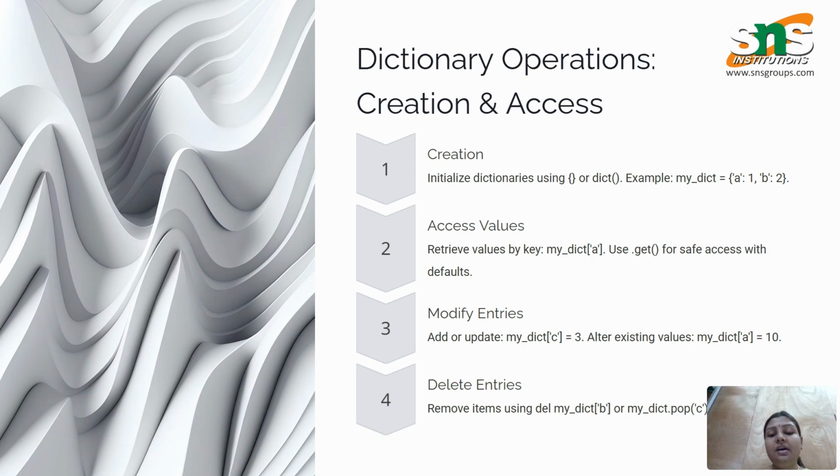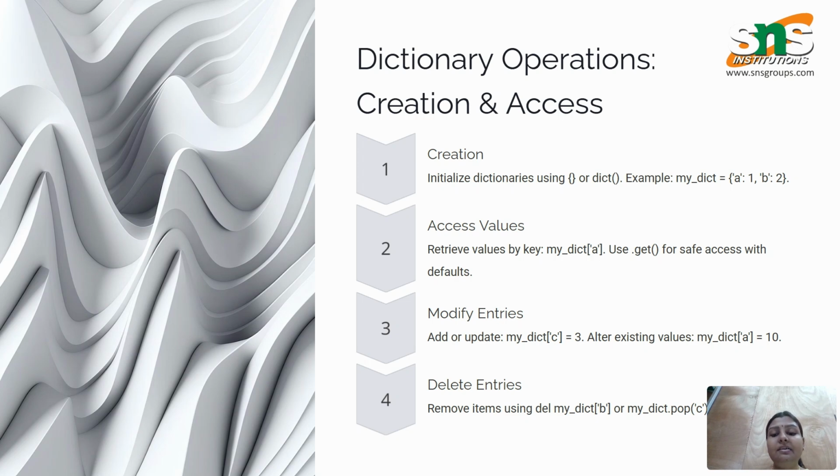Modify entries. How to update, add, delete, or alter the values of a dictionary. We can add or update by my_dict[key] is equal to the value to be added or updated. We can alter the existing value by giving my_dict[key] is equal to the value to be altered.